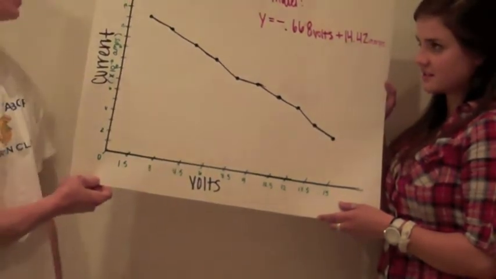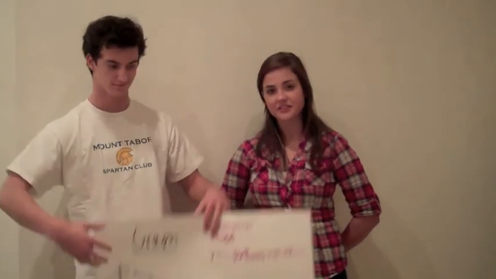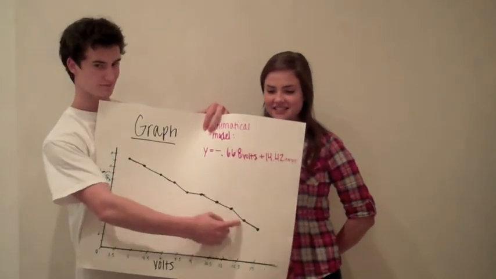In conclusion, we learned that the current flowing through a circuit is equal to the voltage divided by the resistance. We also learned that the current is directly proportional to the voltage because there is a line on the graph. Thanks, Mr. Ohm.